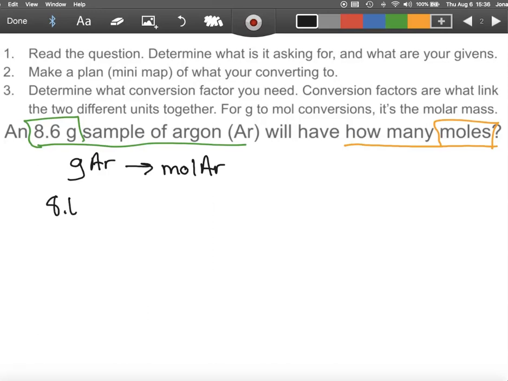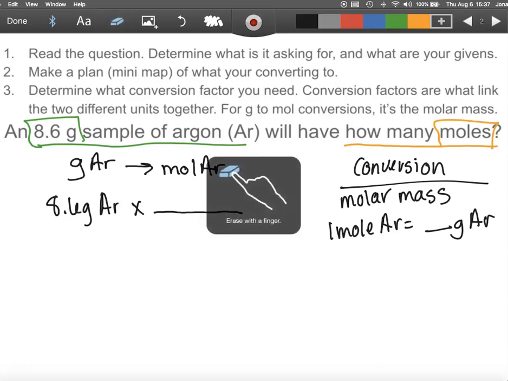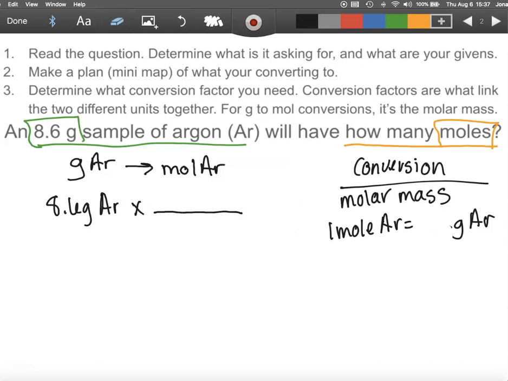So we're starting with the 8.6 grams of argon times a conversion factor or a fraction because we're converting something, and we need to figure out, well, what is that conversion factor? Ladies and gents, when you're converting grams to moles, what is the conversion factor always? It is the molar mass. We learned that last year. 1 mole of argon is equal to how many grams of argon? Well, this is kind of nice. Argon is just an element. Look at the periodic table. Figure out what the molar mass of argon is. It's 39.9 according to the periodic table. So we don't actually have to do much calculation there for this molar mass. That is really, really convenient. 39.9.